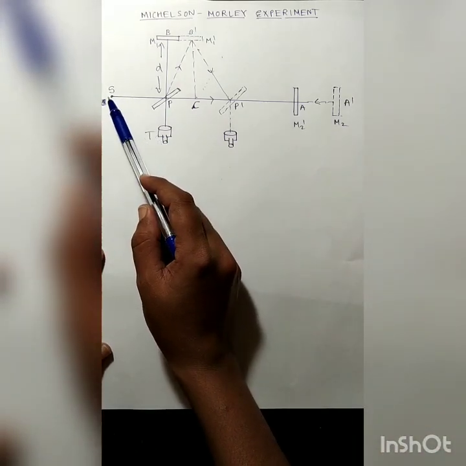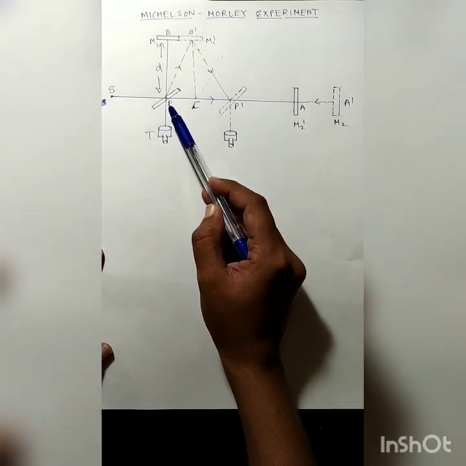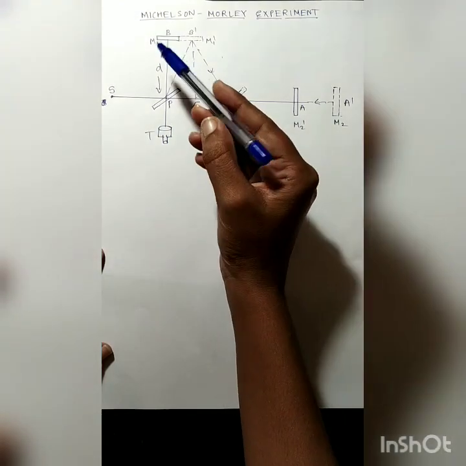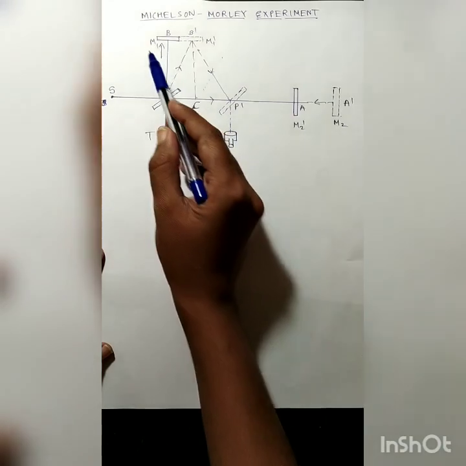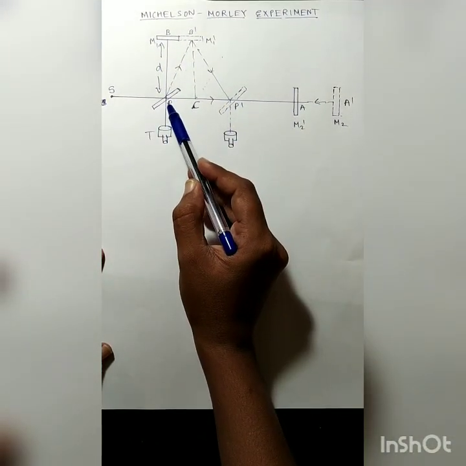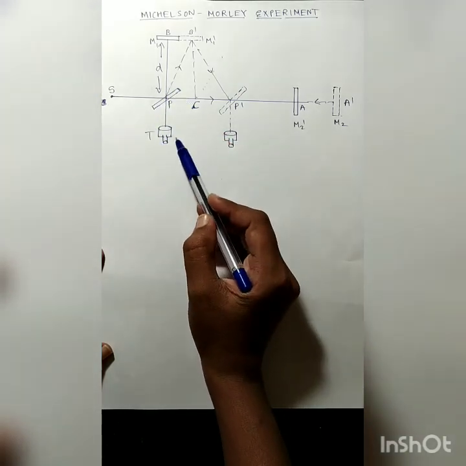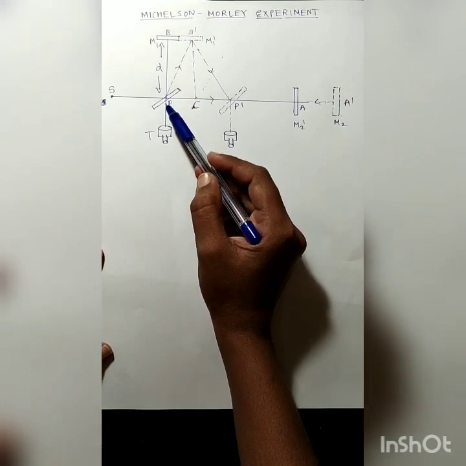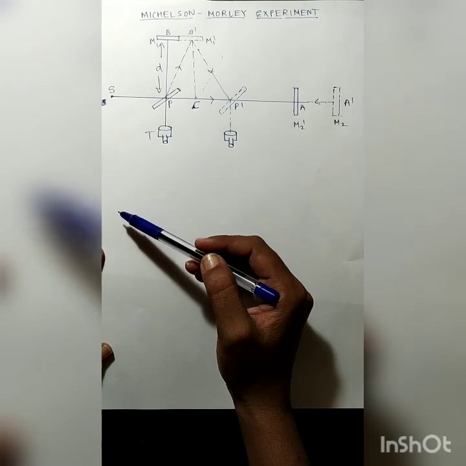This is the source which is giving the monochromatic light, and this is the semi-silvered glass plate P, and the two mirrors we are taking, one is M1 and another one is M2. These two mirrors are at the same distance from the semi-silvered glass plate P. Now this is the telescope which is used to find the interference of the light. So these are the instruments we needed for the Michelson Morley experiment.